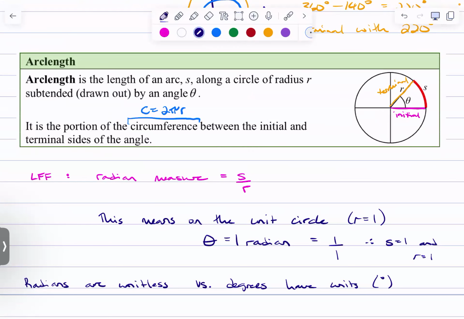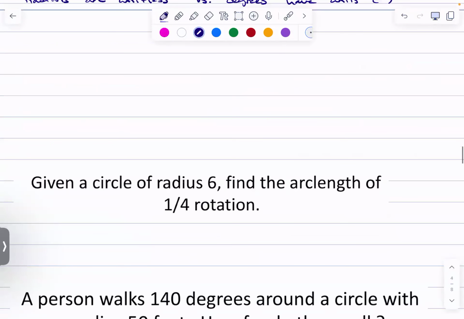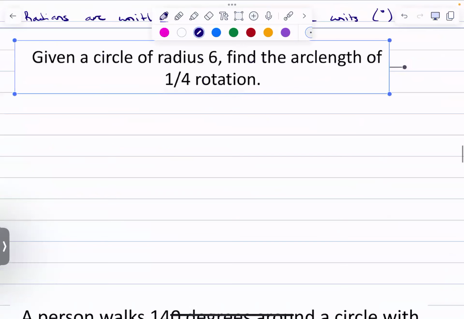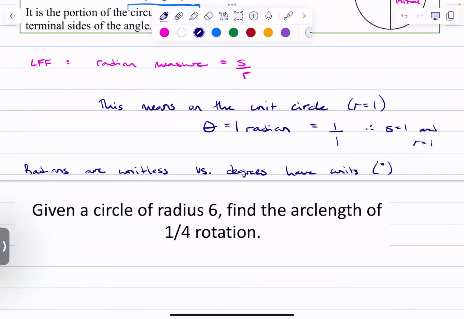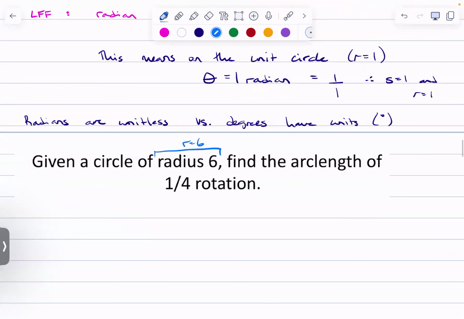Any questions about arc length, I guess? All right. If you have a circle of radius 6, so now I know my r is 6. Find the arc length, which is s, of a quarter rotation.